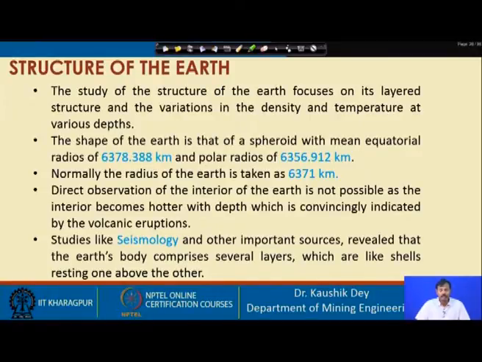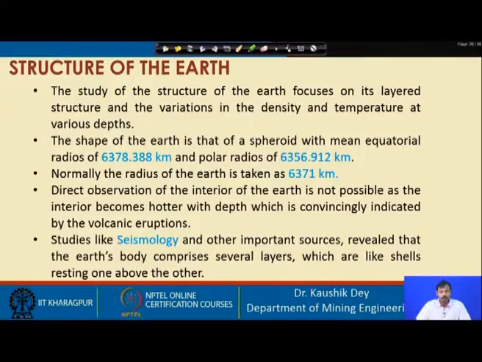The shape of the earth is called a spheroid. The reason is that it is a little bit larger on the equator side than the polar side. If you consider the radius of the earth, you will find that at the equator it is 6378 kilometer, whereas at the poles it is 6356. On average, if nothing is given, we consider around 6370 kilometer as the earth radius.